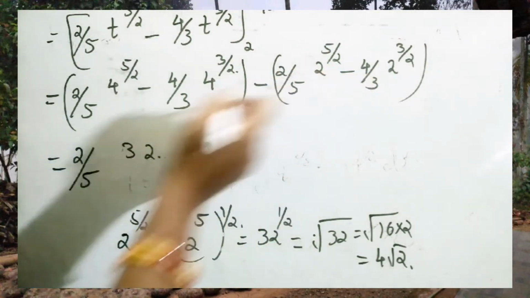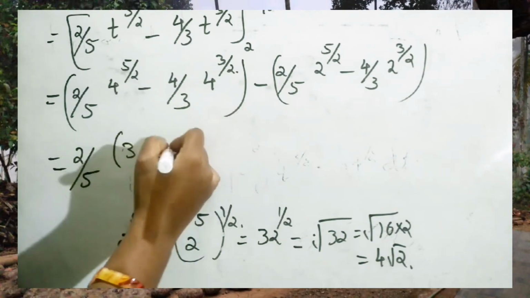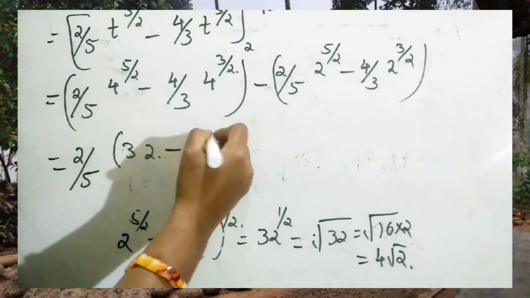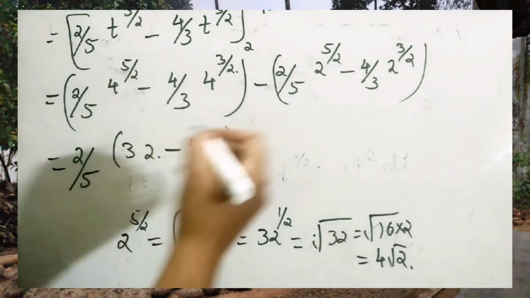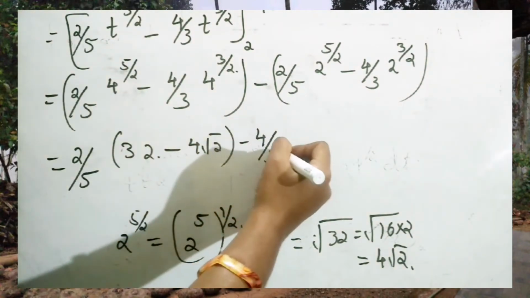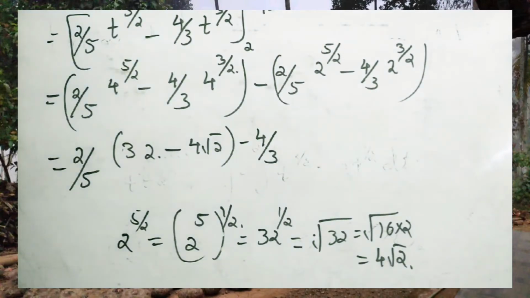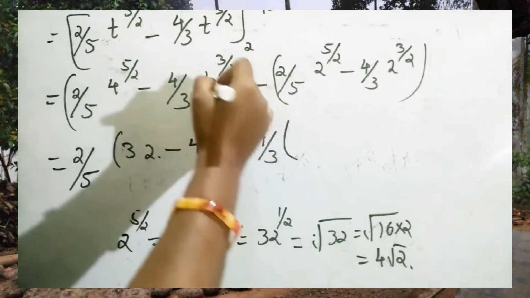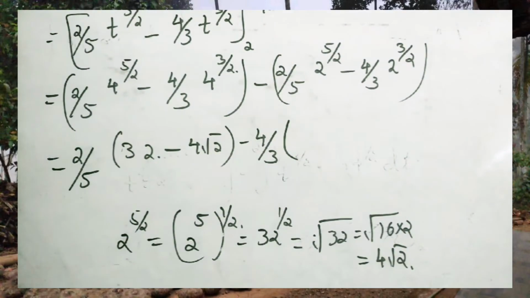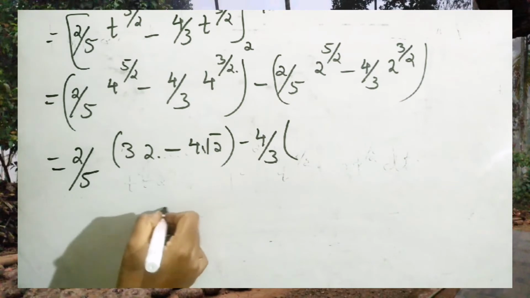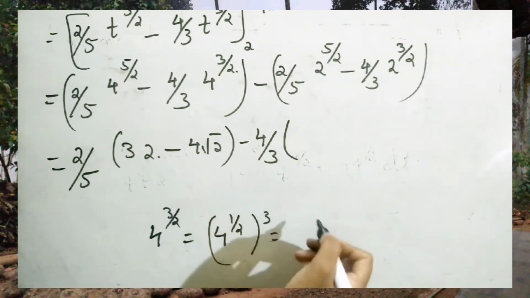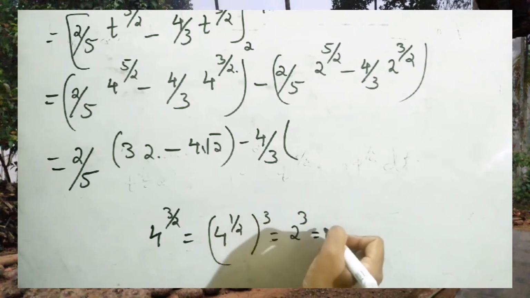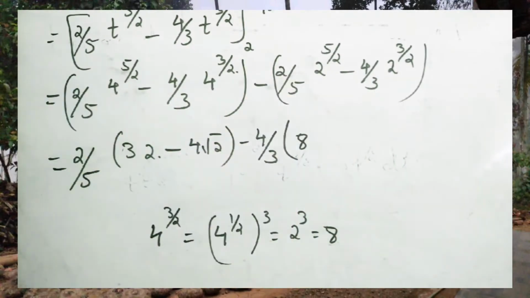I am going to take those two terms together because 2 by 5 is common: minus 4 root 2. Now the remaining terms, minus 4 by 3, I am going to take it common. Then 4 raised to 3 by 2, we can write it as 4 raised to 1 by 2 all cubed. And this is equal to 2 cubed. 2 cubed is 8. So we will get 8.